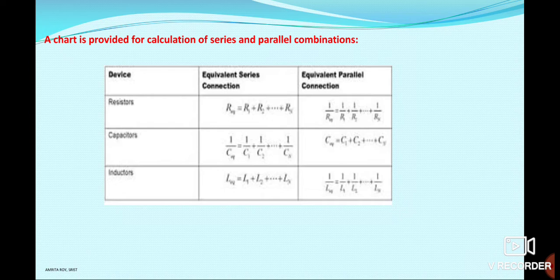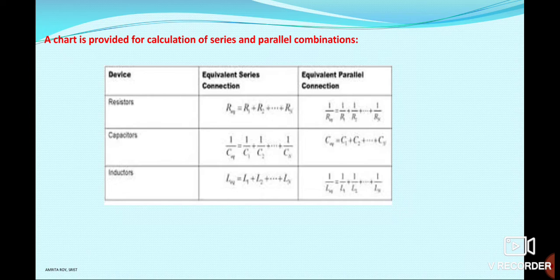For capacitors, the equivalent series connection will be given as 1 by C equivalent equals 1 by C1 plus 1 by C2 plus 1 by C3 and so on. And for an equivalent parallel connection of capacitors, C equivalent will be equal to C1 plus C2 plus C3 and so on. And lastly, for inductors, it is the same as the series connection of resistors.